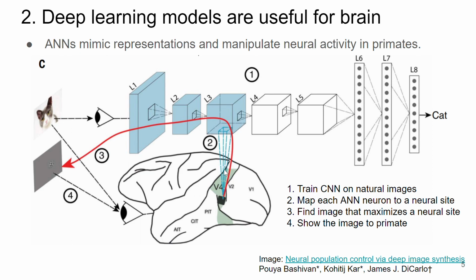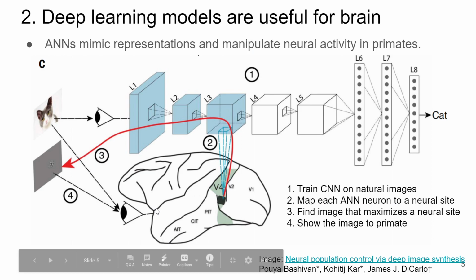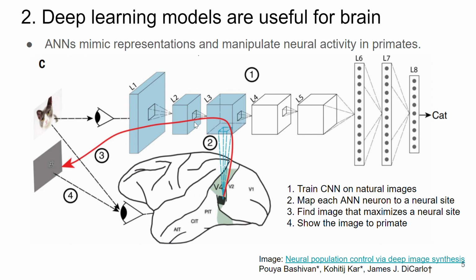And once they do that, they try to excite one of these neurons in this convolutional network and find the image that maximizes that specific neuron. And then they show that image to the primate, and it turns out that for the neuron you maximized, when you show that image, the corresponding neural site glows. So this shows that deep learning is somewhat useful. With these kinds of approaches, you can control which part of the brain you want to stimulate.